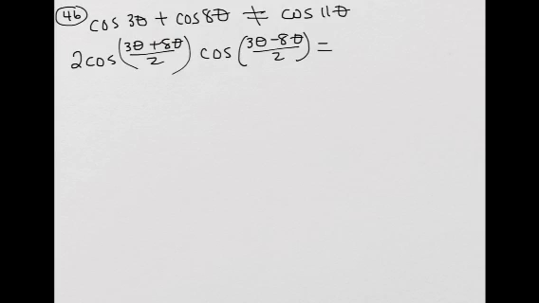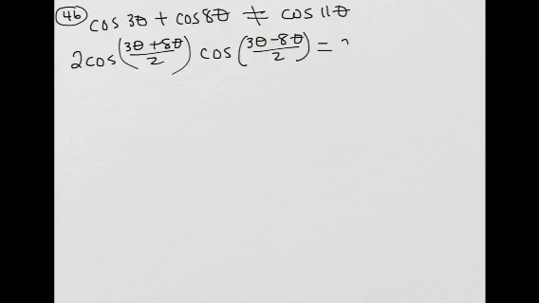Okay, so this is another sum to product problem. Remember, cosine of 3 theta plus cosine of 8 theta does not equal cosine of 11 theta. It equals this, and again, I just used the formula. I picked the right one and substituted the values of angle A and angle B right here. So now we just have to simplify.